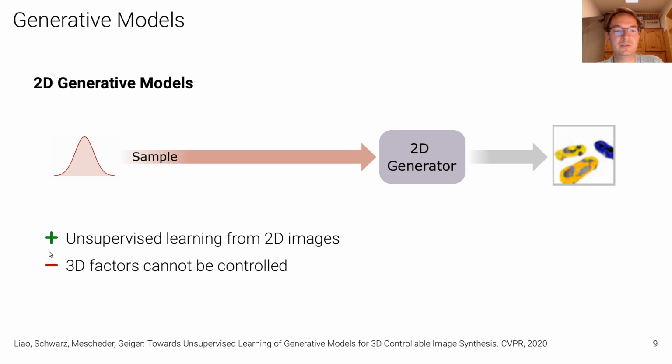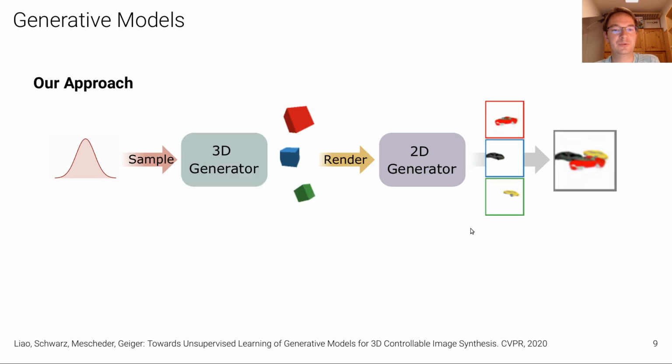But the disadvantage is, while some of the factors can be disentangled to some degree, the necessary 3D underlying factors can typically not be controlled. It's very difficult for such a 2D model to disentangle the physical image formation process. However, we do know the physical image formation process, so we should actually use this in our generative model, and that's exactly the idea for our approach.